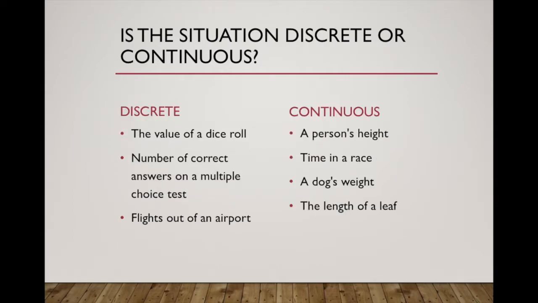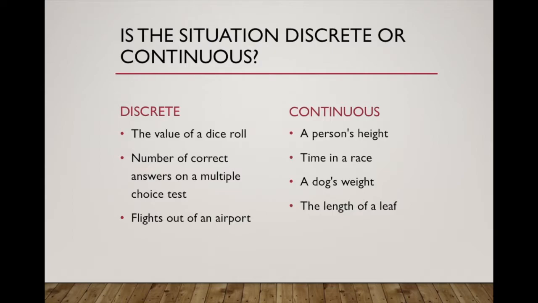So the following on the left are discrete because there are no possibilities for outcomes in between their outcomes. For example, a dice roll can have values of 1, 2, 3, etc., but you can't have a value of a dice roll of 1.5. Same thing with the number of correct answers on a multiple choice test. You can't have 2.5 correct answers.